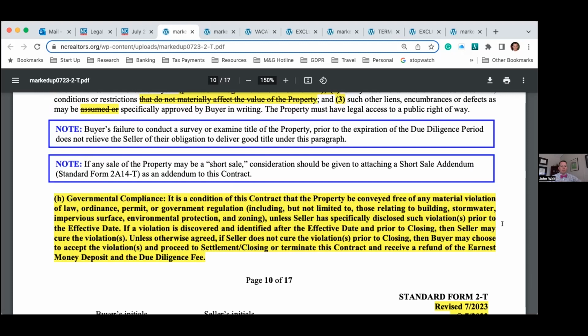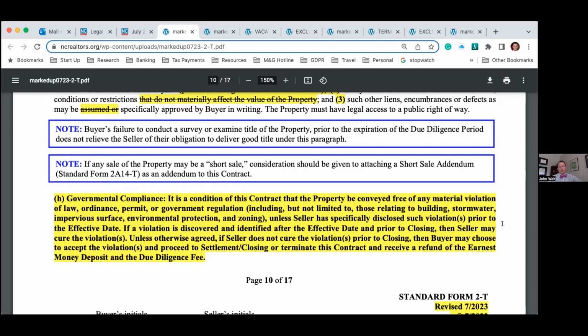Hopefully that gives you some context about this paragraph and why it was added. I'm sure there'll be some questions about it that I'll try and get into. One question that has been coming up pretty frequently, this being my sixth or seventh forms presentation, so I can anticipate some of the questions, is: what if it's an older home, it was in compliance at the time, and now it's not in compliance? I don't think this paragraph was designed or intended to capture those kinds of situations.